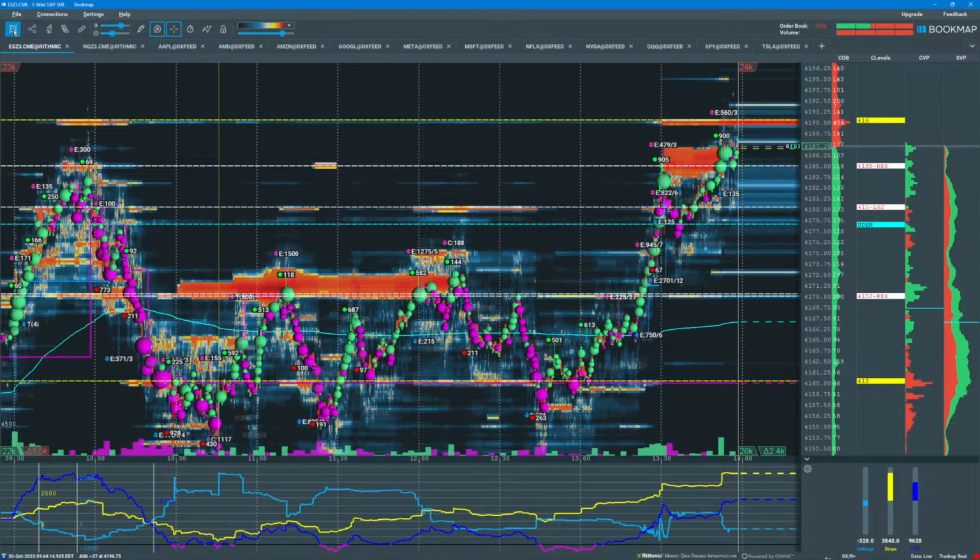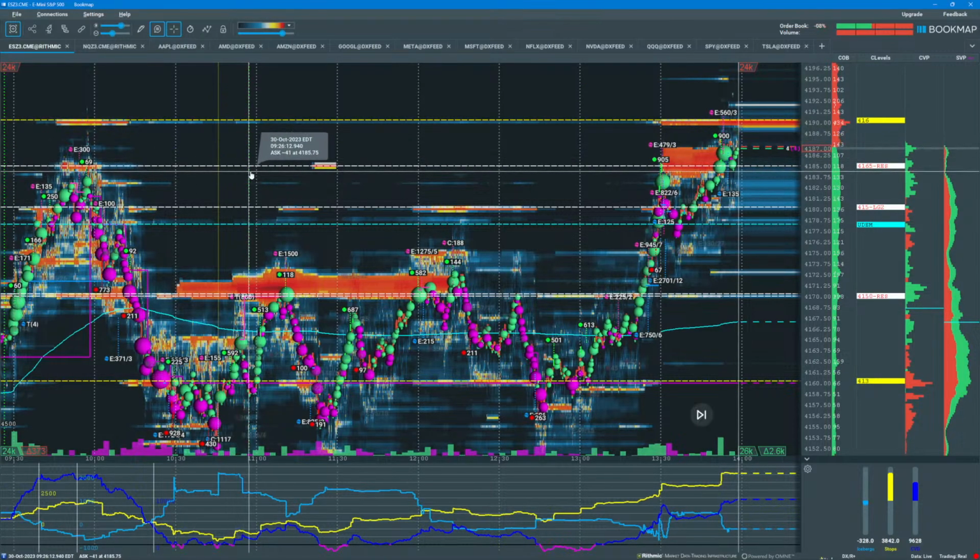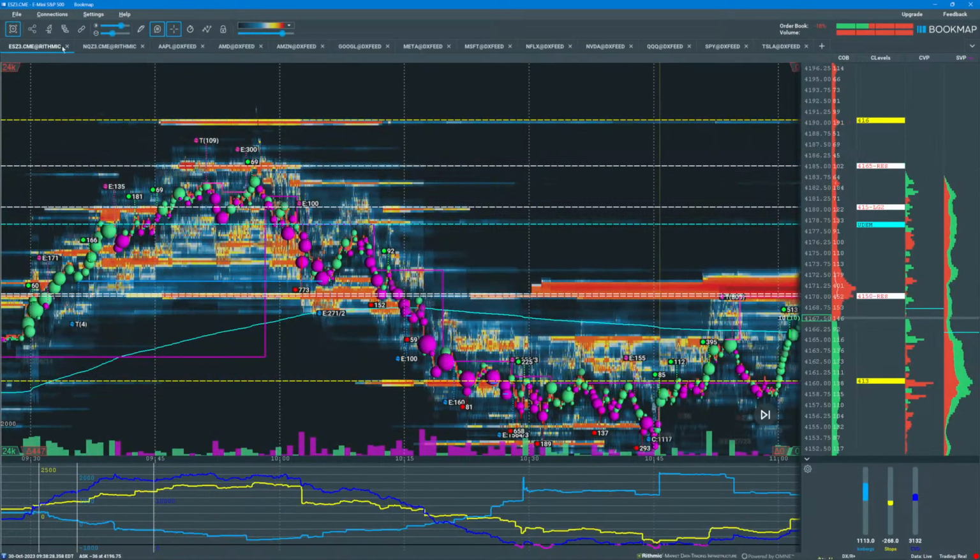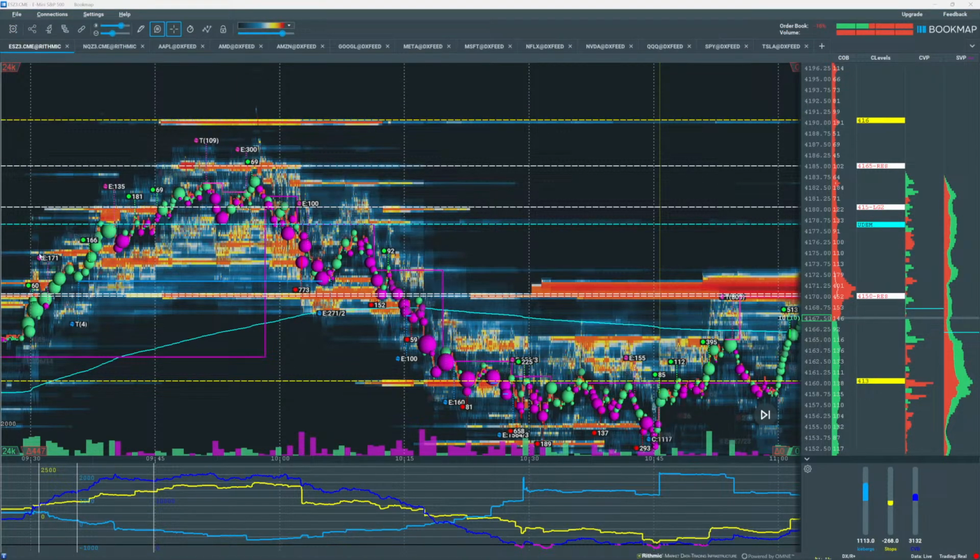Let's zoom in on this a bit. All right, so here's the morning short. Note all the aggressive buyers. These are shown by the green volume dots. The volume dots are showing market buy minus sell.